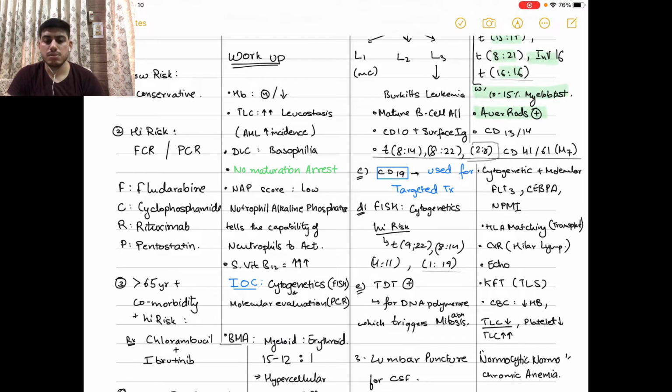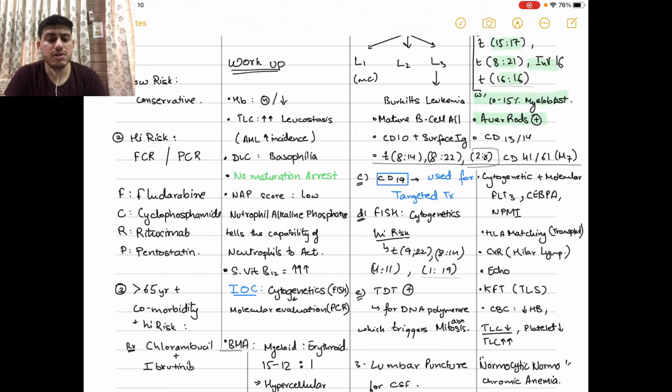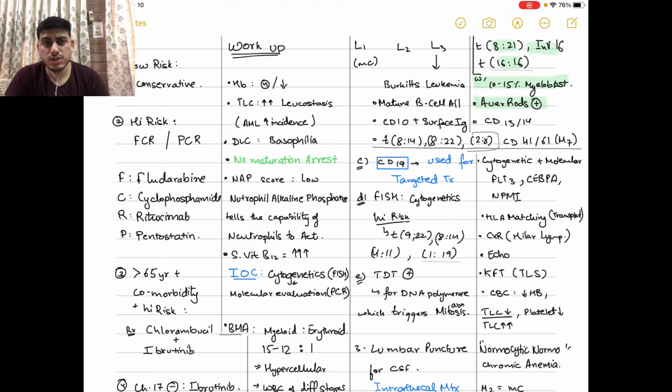Okay, so the workup for CML patients will be, first of all, the HB would be found either normal or decreased, and the TLC will be elevated, leukostasis. The point to mention here is that leukostasis has more incidence in AML as compared to CML. In CML also, in the blast crisis phase there will be leukostasis, but where there is acute myeloid leukemia, there is already a sudden onset, so leukostasis will reach earlier there. So similarly, there is more incidence of leukostasis in AML.